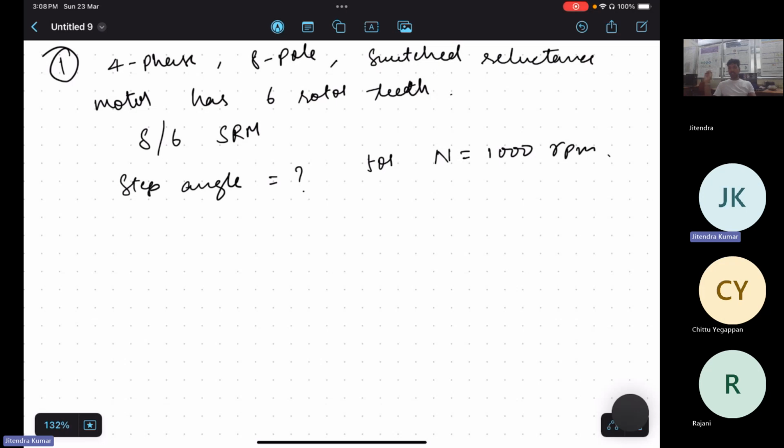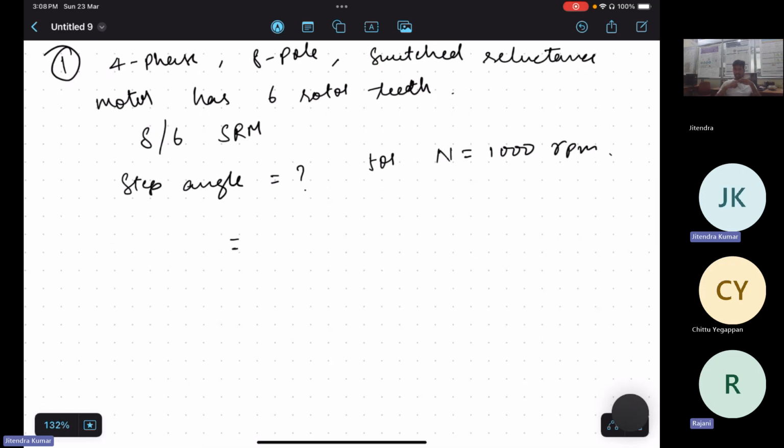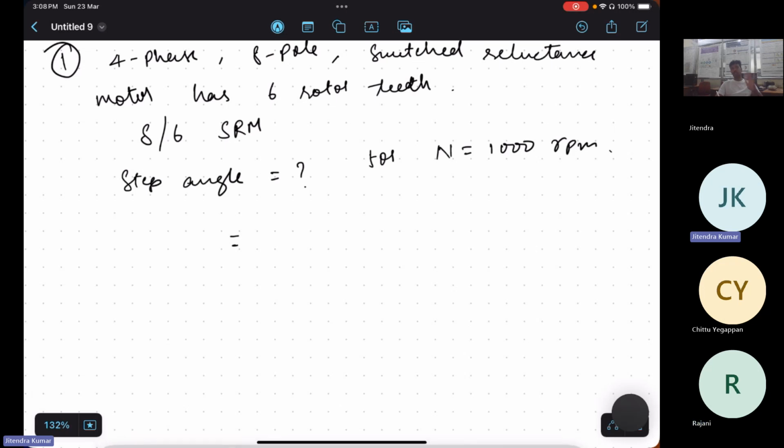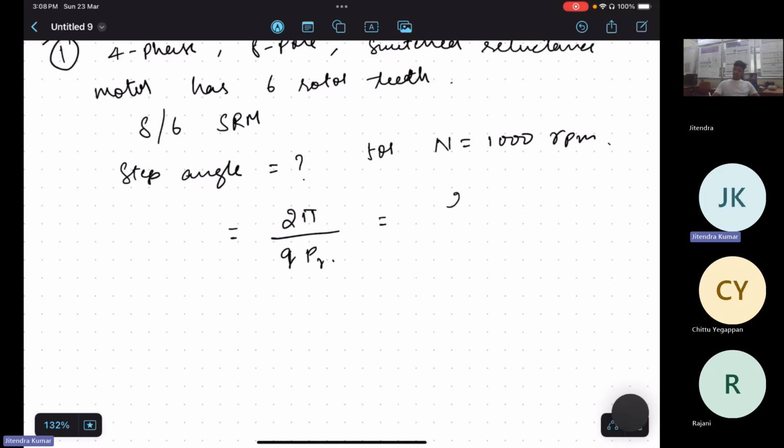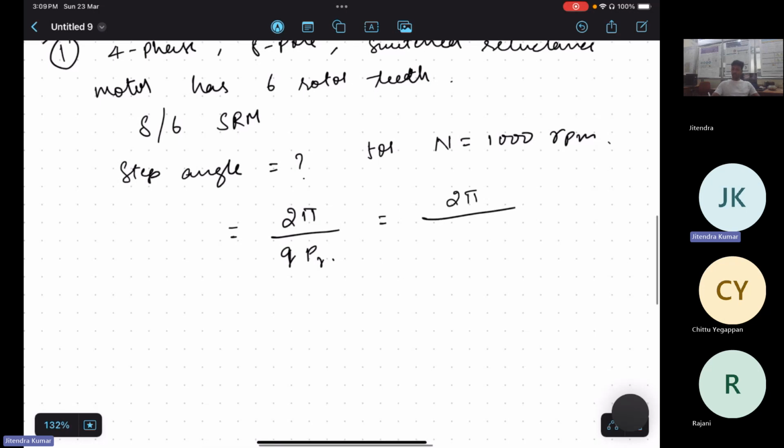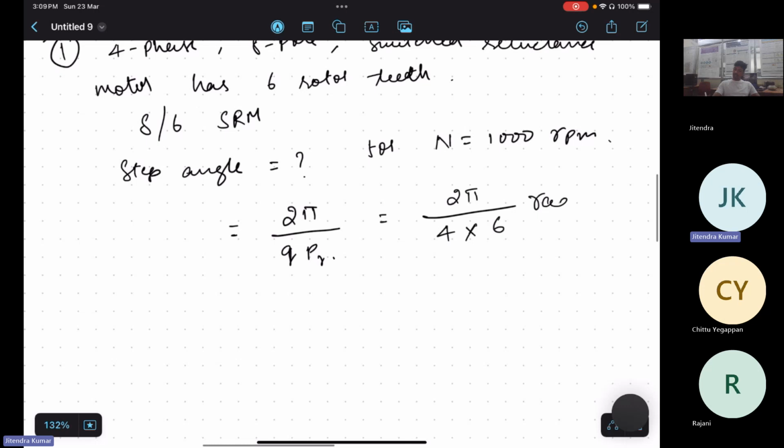So, either you have to let me know the expression of step angle or any other. Step angle expression is there, na sir. Step angle equals 2 pi by Q into PR. Exactly. It is in radians actually. Yes, it will be in radians. If you convert 2 pi into 360, that will be in degrees. So 2 pi by QPR, where Q is the number of phases and PR is the number of rotor poles. Exactly. So 2 pi divided by number of phases, which is 4, into number of rotor poles, which is 6. So that much radian.